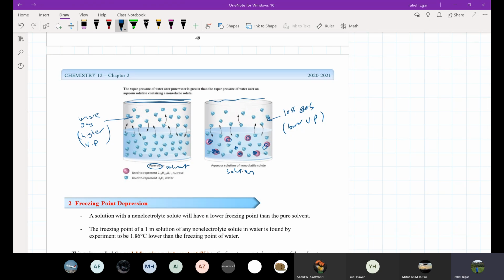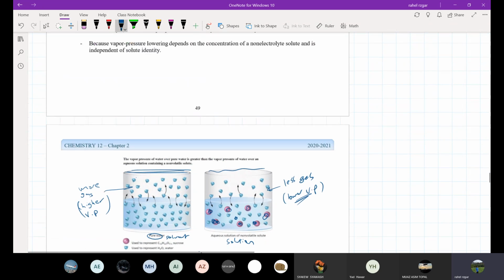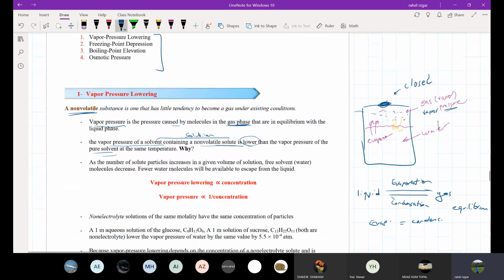If something is pure solvent, what would happen if we put some solute? We will say the vapor pressure will decrease. See? From the solvent which has more pressure. Why? Why does the vapor pressure decrease? That's what lowering means. The lowering is the change. It is lowering.